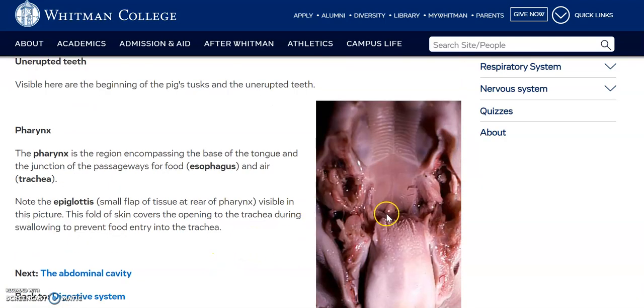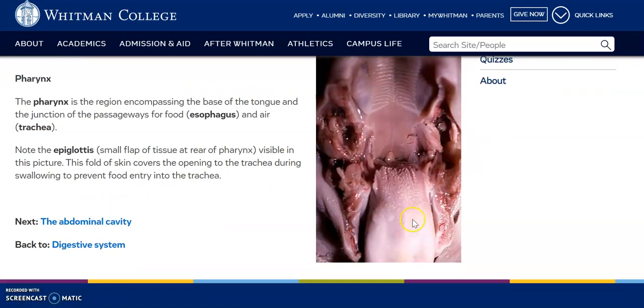Now you have your pharynx. Your pharynx begins at the base of the tongue, and it starts the entrance of your two different tubes in your throat. Your food can either go down your esophagus to your stomach, or you have your trachea, which is where air should go through. Now, if someone's choking, that means that the food has gone down the wrong tube.